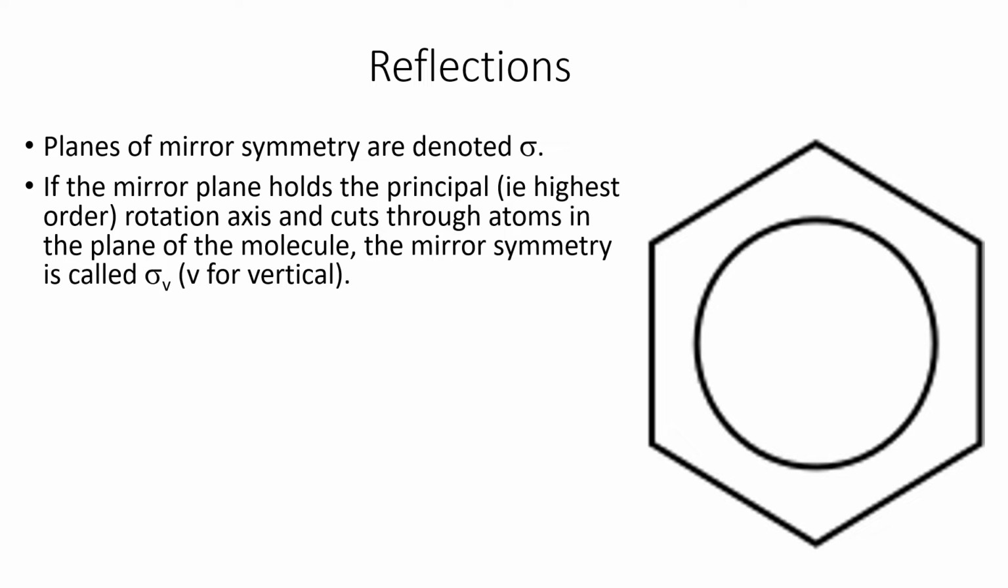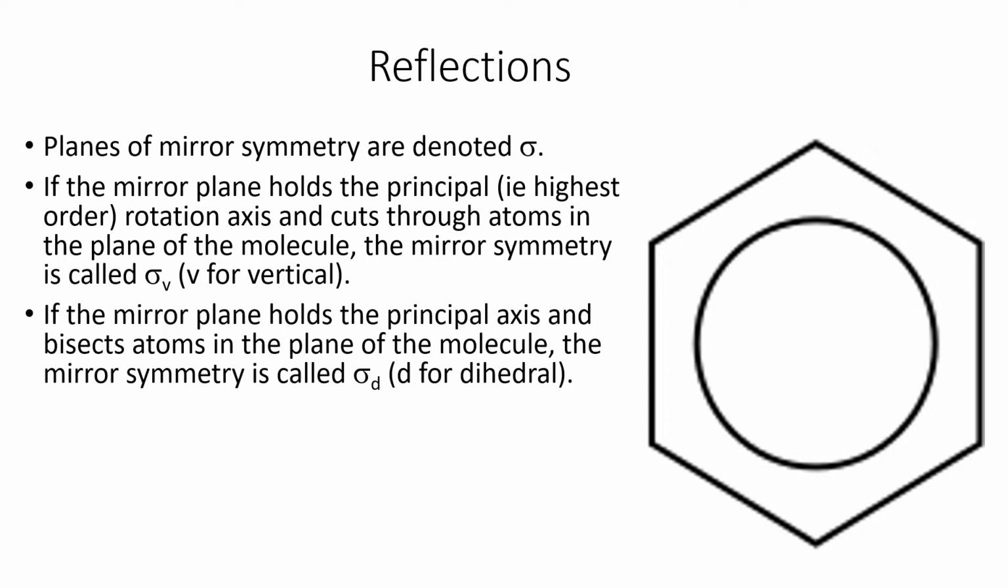We've got a mirror plane holding the principal axis. The principal axis will be the highest order axis. In the case of benzene, that'll be the C6 axis, and it'll be perpendicular to the molecule. And so we do have planes holding that axis that can cut through atoms in the molecule. For it to be a mirror plane, it will have to cut through 2 opposite atoms, or 2 opposite corners of the hexagon. These tend to be called sigma V, the V being for vertical, as it's aligned with that perpendicular rotation axis.